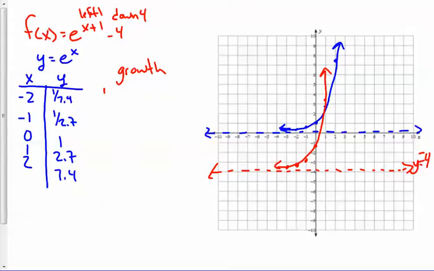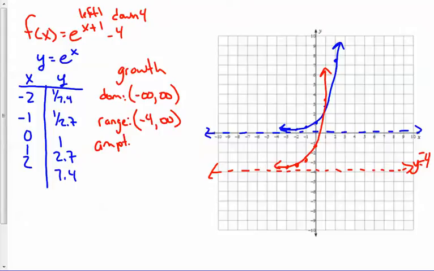The domain of this function, negative infinity to infinity. All exponential functions have a domain of negative infinity to infinity. The range could change though. The range of this function is negative 4 to infinity, with an asymptote of y equals negative 4. You don't need parentheses for that.